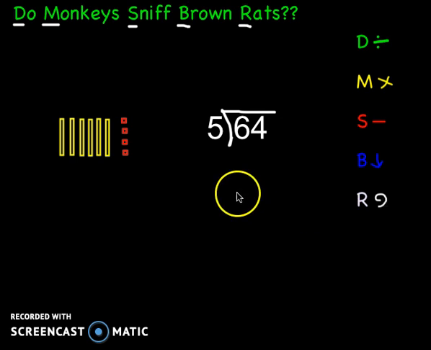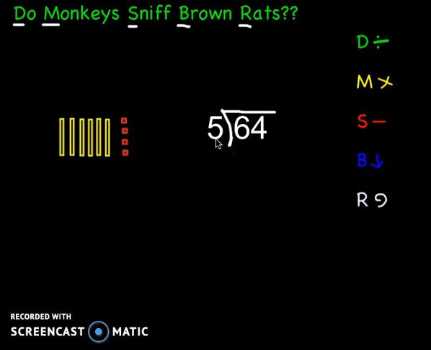have a remainder. So you'll notice that I have some base 10 blocks here for my 64. So I've got 6 tens or 6 longs and then 4 ones. Now this 64 is my dividend, and then my 5 is my divisor. So I'm going to pretend that I've got 64 cookies and I'm going to divide them into 5 different groups.